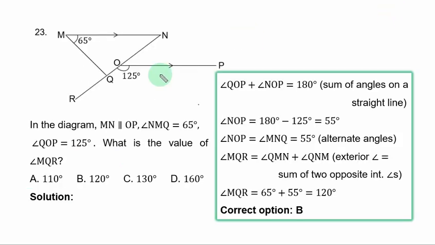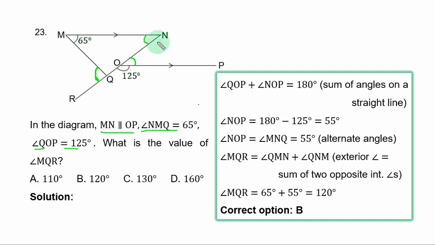Question 23. In the diagram, MN is parallel to OP, angle NMQ equals 65 degrees, angle QOP equals 125 degrees. What is the value of angle MQR? That is this angle. If you look at triangle QMR, the required angle is exterior and is equal to the sum of the two opposite interior angles. So this angle is needed. You just need to get this angle.